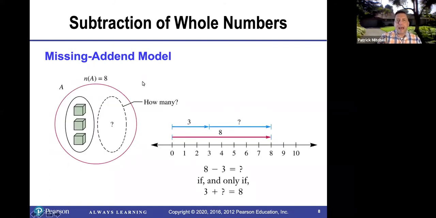In the missing addend model, this can also be modeled by sets. So if the total number of objects in this set is 8, and I have 3 of them over here, how many must there be over here? Here's that same problem modeled with the number line model. All right, so this is modeling 3 plus what number equals 8.